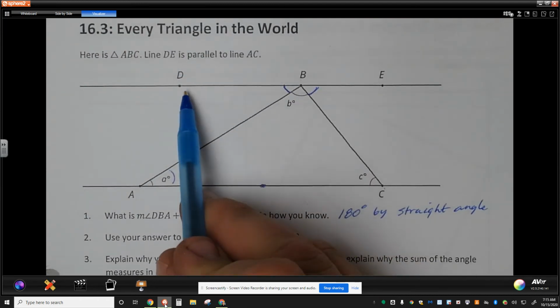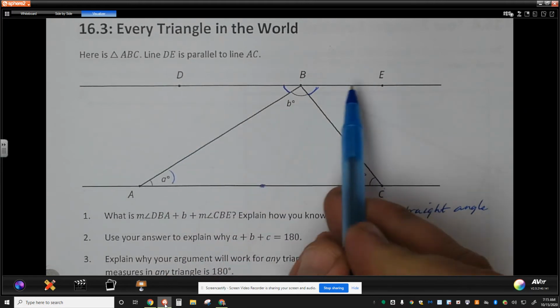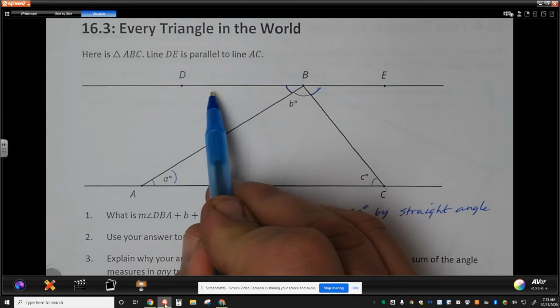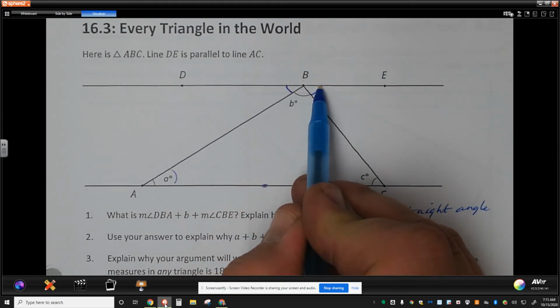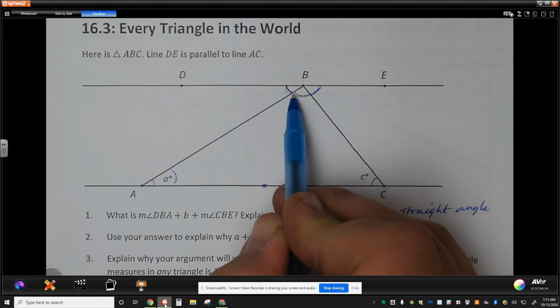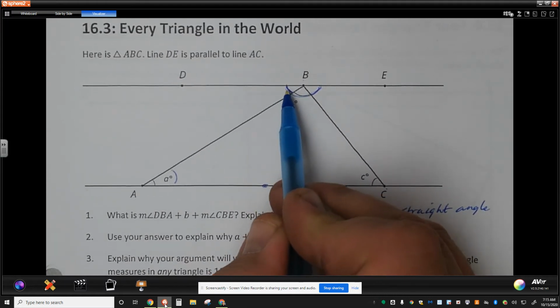I can see the same relationship here as I look at line DE, where point B is not the midpoint of this line, but we know that as we go from one point on the line and travel around all three of these angles, we see the same relationship of 180 degrees.